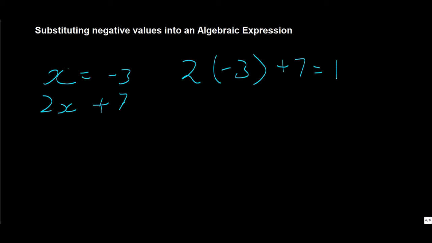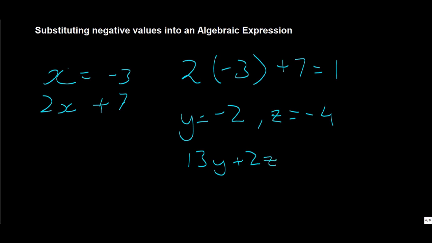I'll just give you another question here. Let's say y equals minus 2 and z equals minus 4. I want you to work out 13y plus 2z plus 5.